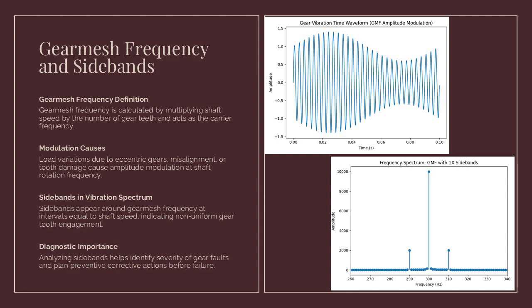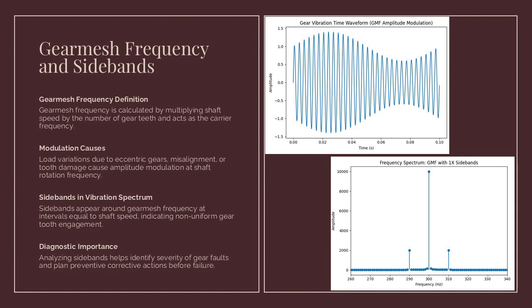The presence of multiple sidebands or sidebands around harmonics of GMF suggests severe modulation, often due to significant eccentricity or misalignment. Analysts use these patterns to pinpoint gear-related issues and assess their severity. Understanding this relationship between GMF and sidebands is crucial for diagnosing gear faults accurately and planning corrective actions before catastrophic failure occurs. Let's see how this pattern is a classic example of gear-related amplitude modulation.